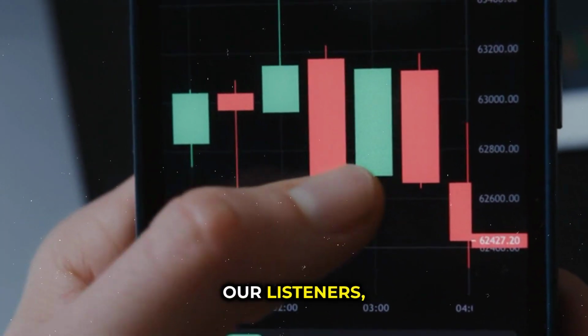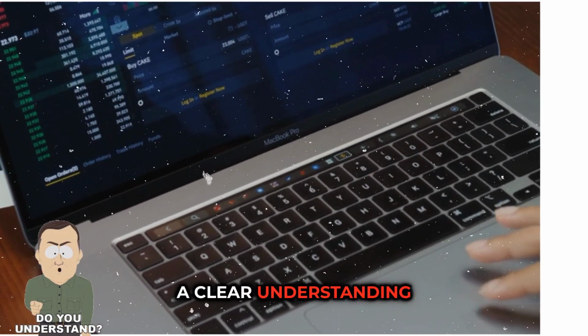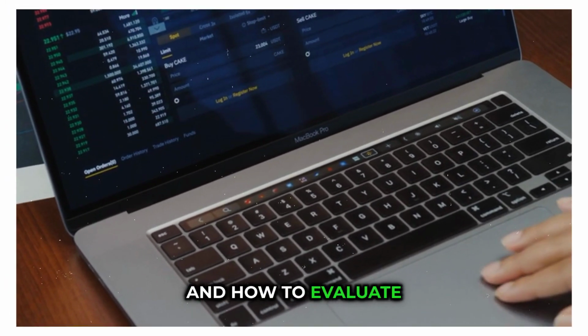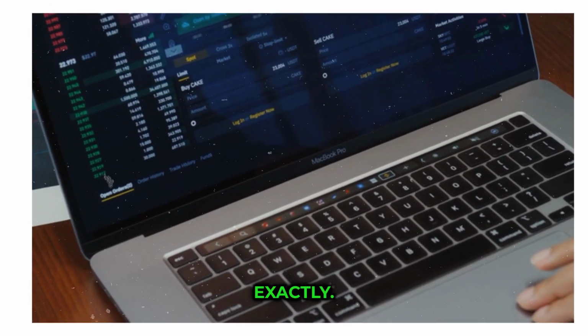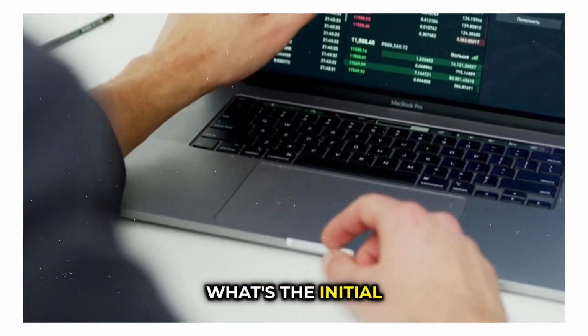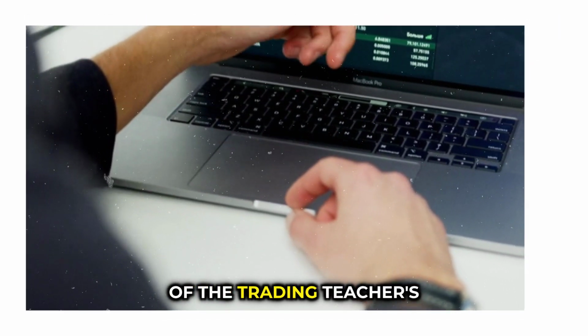So you, our listeners, can walk away with a clear understanding of what's being shown, what the strategy is, and how to evaluate the results they're claiming. Exactly. Because remember, what we see online isn't always the full picture. Never is. So let's start at the very beginning. What's the initial setup here? What's the foundation of the Trading Teacher's strategy?